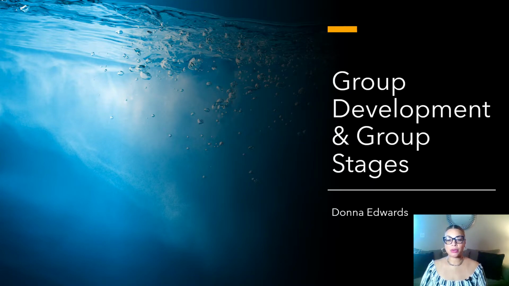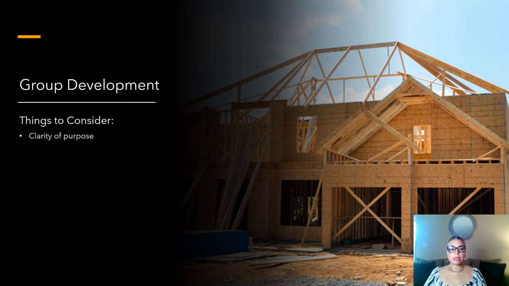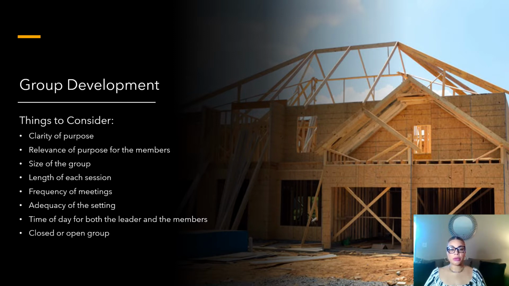Today we're going to be discussing group development and group stages. With group development, there are things to consider. Some of the things to consider are clarity of purpose, relevance of purpose for the members, size of the group, length of each session, frequency of meetings, adequacy of the settings, time of day for both the leader and the members, closed or open group, voluntary or non-voluntary membership.